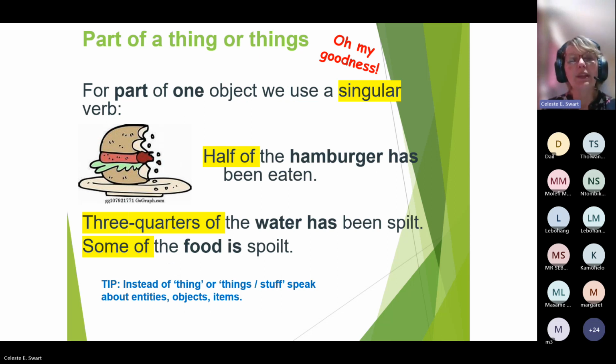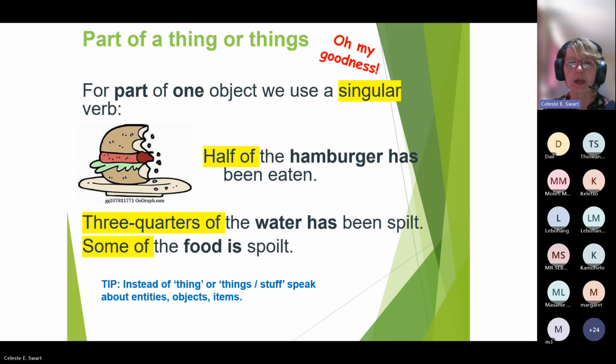I want you to remember that when we think of a part of a thing or things, and oh my goodness, please don't write in your essays about things, but it's just about the easiest way to explain this. Don't write about things or stuff, rather about entities, objects, items. But I think for this lesson, it's going to be much easier to just tell you about things or something. So for part of one object, remember now it's part of one object, then we use a singular verb.